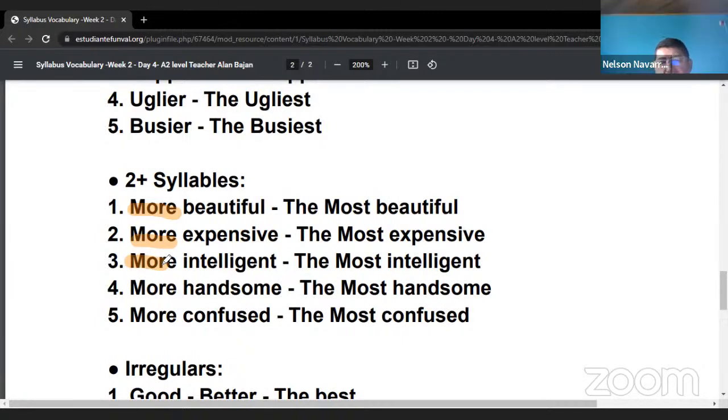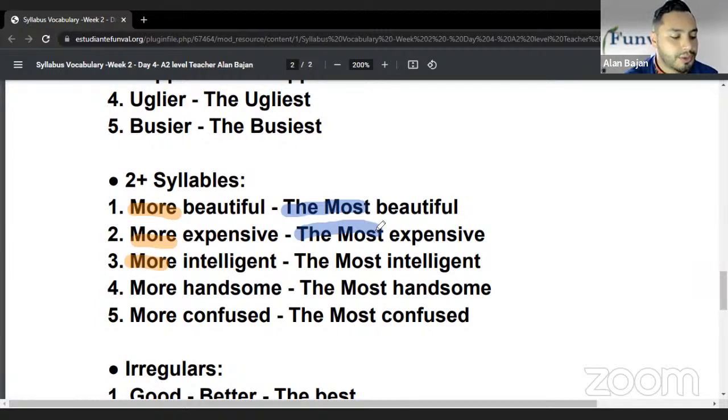Before the adjective, the word more. And for superlative, I will add the most: the most beautiful, the most expensive, the most intelligent, the most handsome, the most confused.